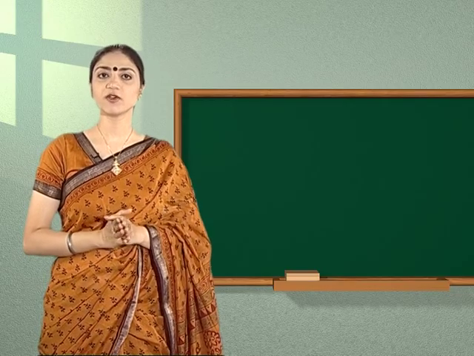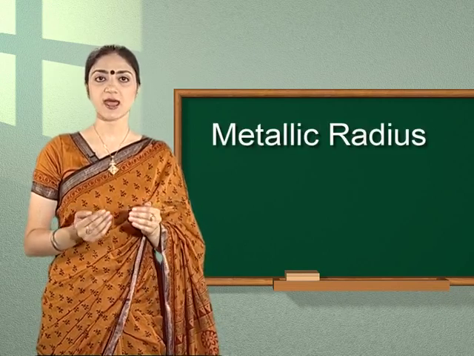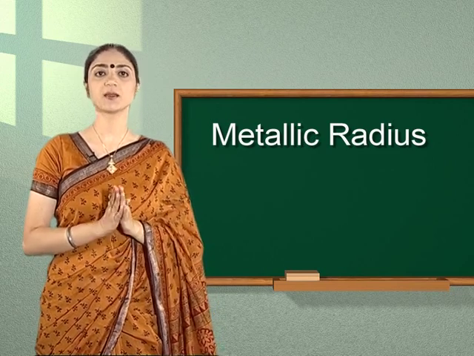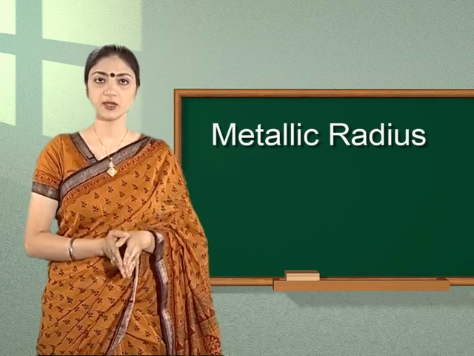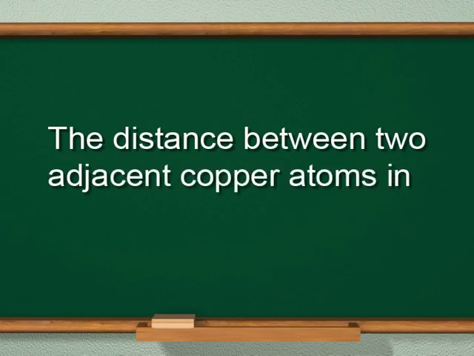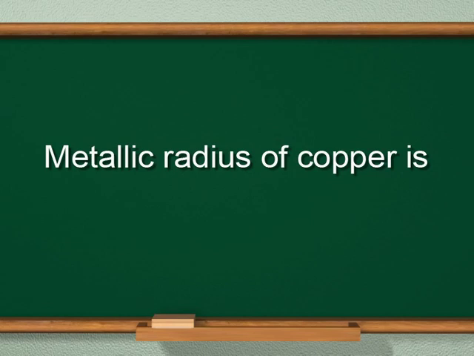For metals, we define the term metallic radius, which is taken as half the internuclear distance separating the metal cores in the metallic crystal. For example, the distance between two adjacent copper atoms in solid copper is 256 picometer. Hence, the metallic radius of copper is assigned a value of 128 picometer.